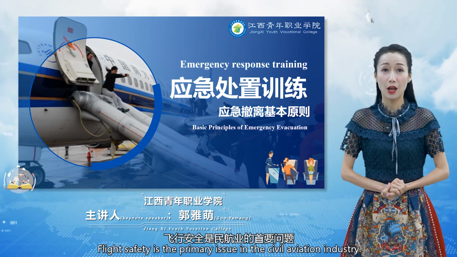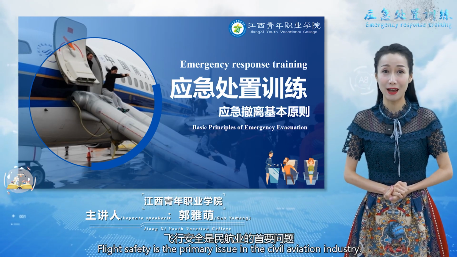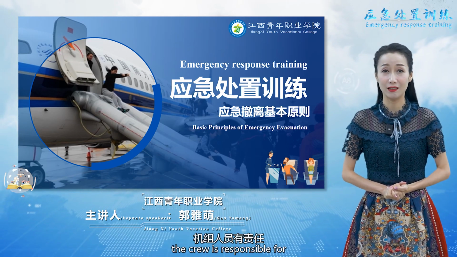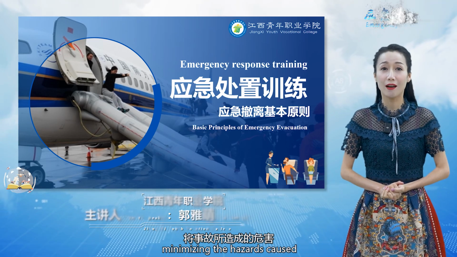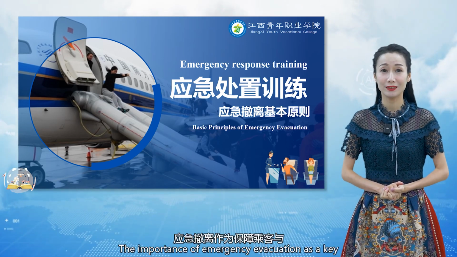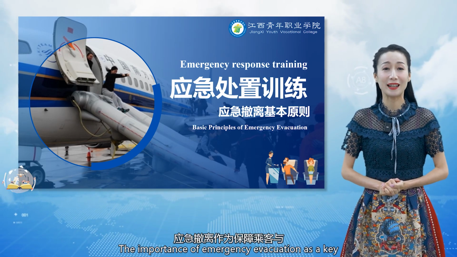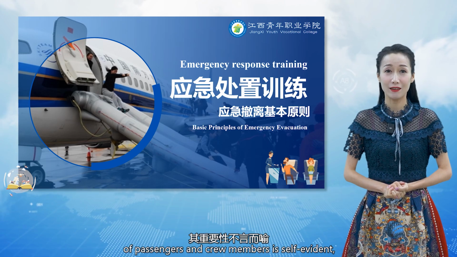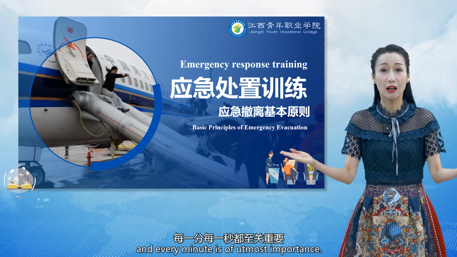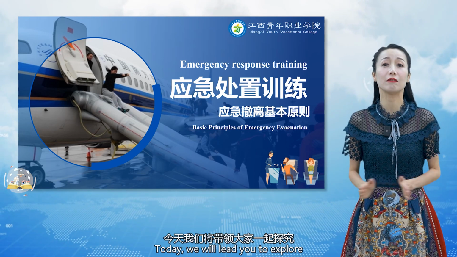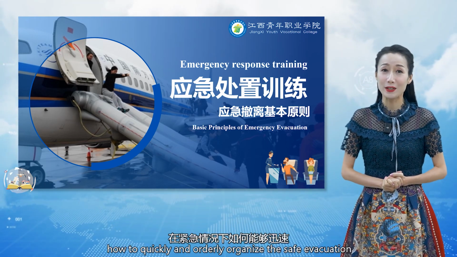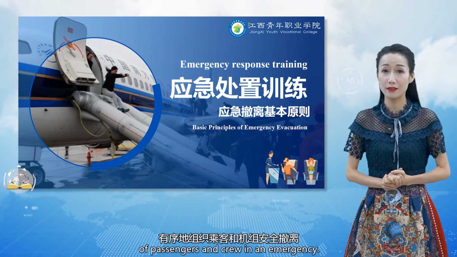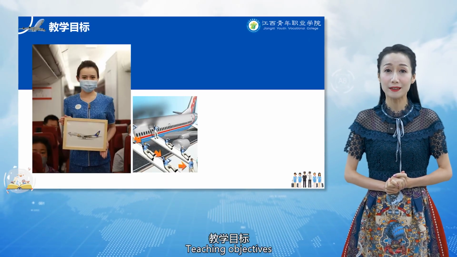Flight safety is the primary issue in the civil aviation industry. In the event of an aviation accident, the crew is responsible for minimizing the hazards caused by the accident. The importance of emergency evacuation as a key link to ensure the safety of passengers and crew members is self-evident, and every minute is of utmost importance. Today, we will lead you to explore how to quickly and orderly organize the safe evacuation of passengers and crew in an emergency.